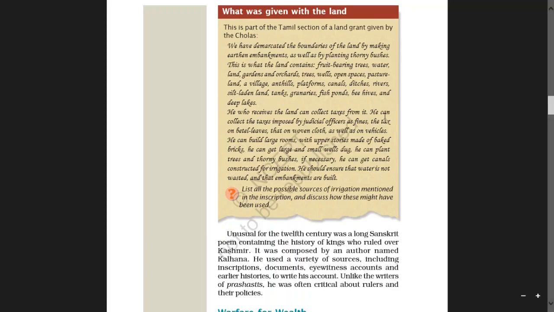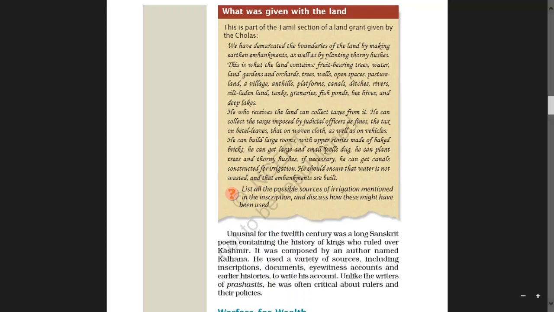He can collect the taxes imposed by judicial officers as fines. The tax on betel leaves, that on woven cloth, as well as on vehicles. So from these different things, he can collect taxes. He can build large rooms with upper stories made of baked bricks. Okay, this authority has also been given to build large rooms with upper stories made of baked bricks.